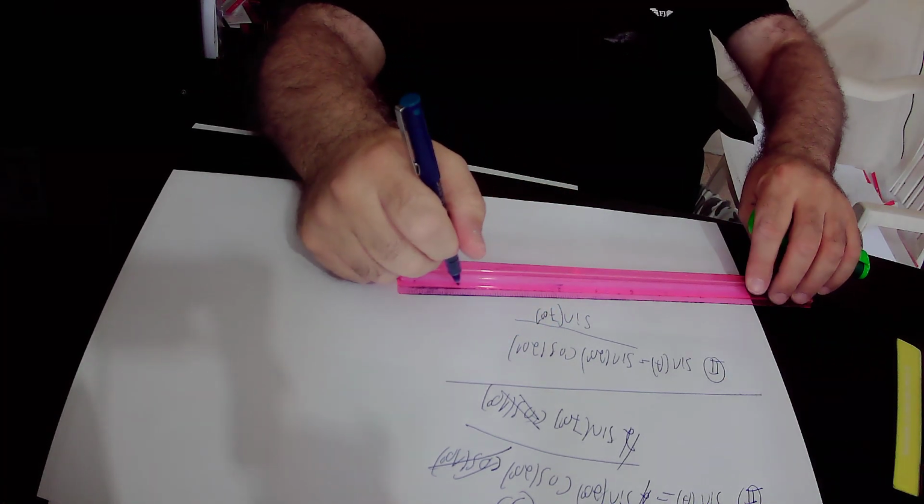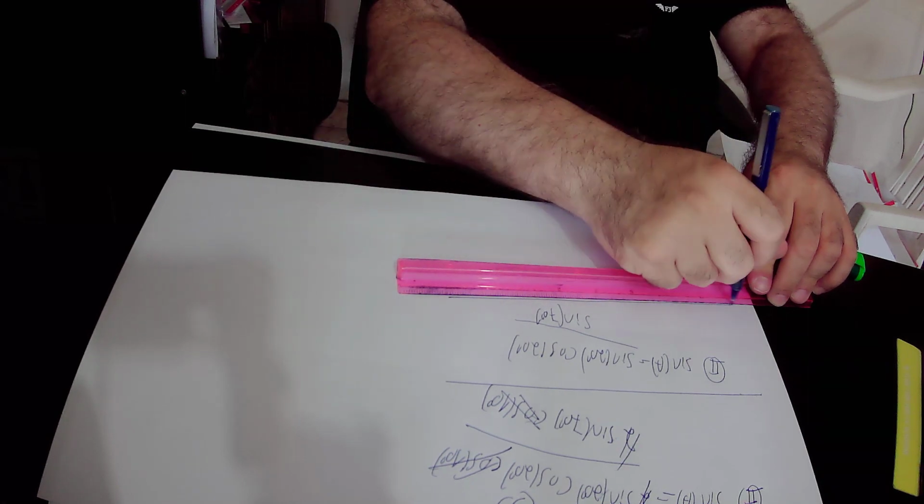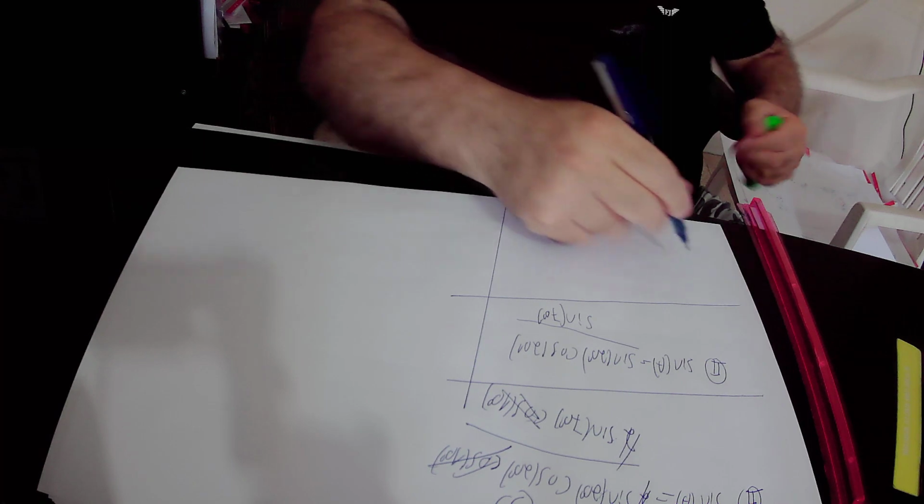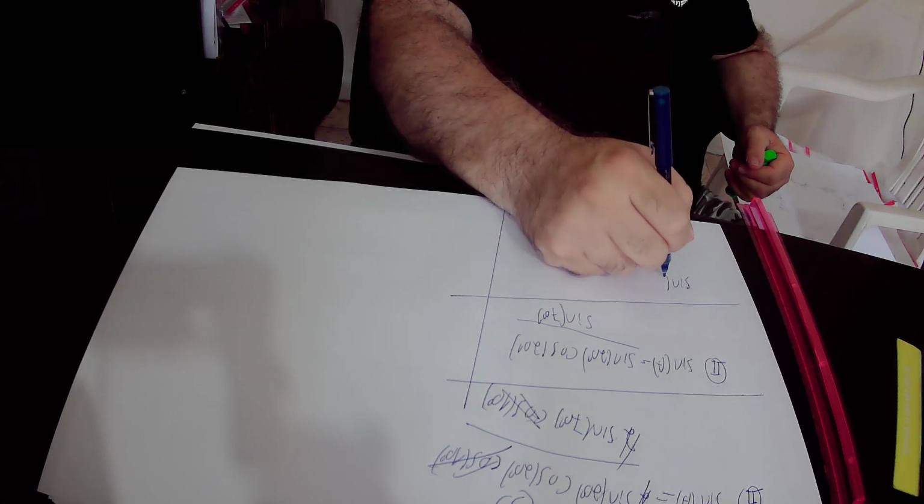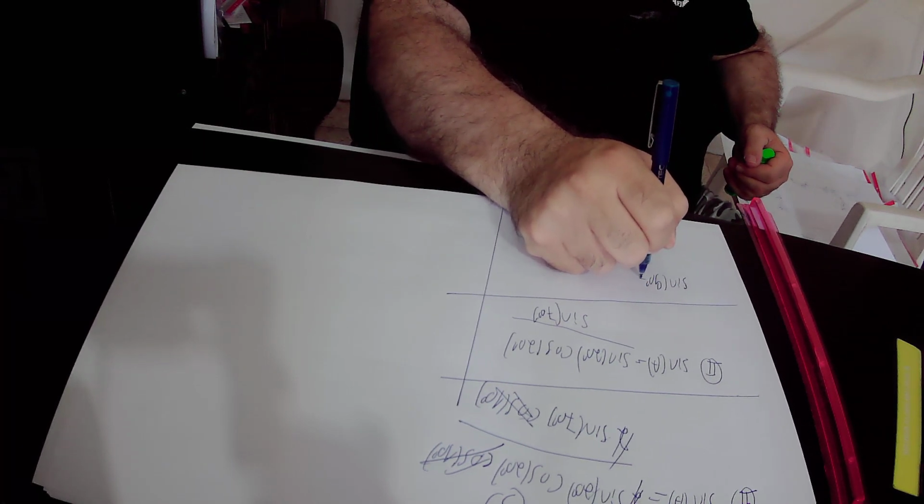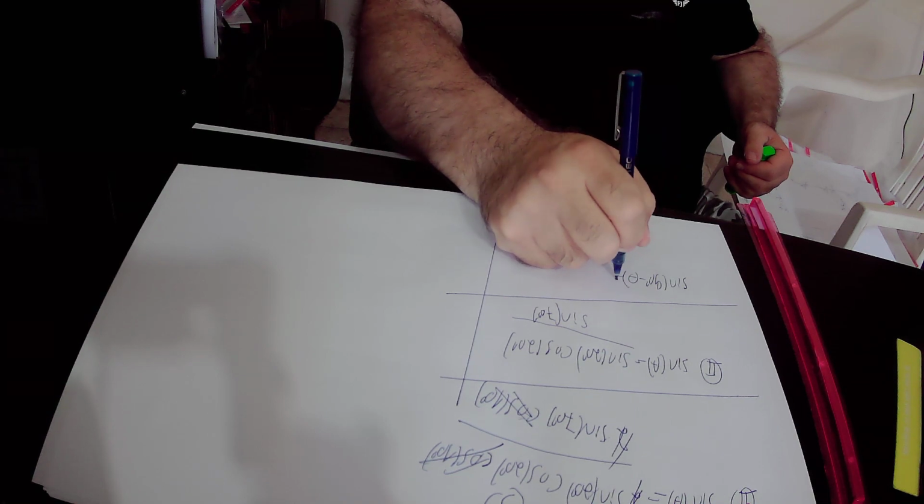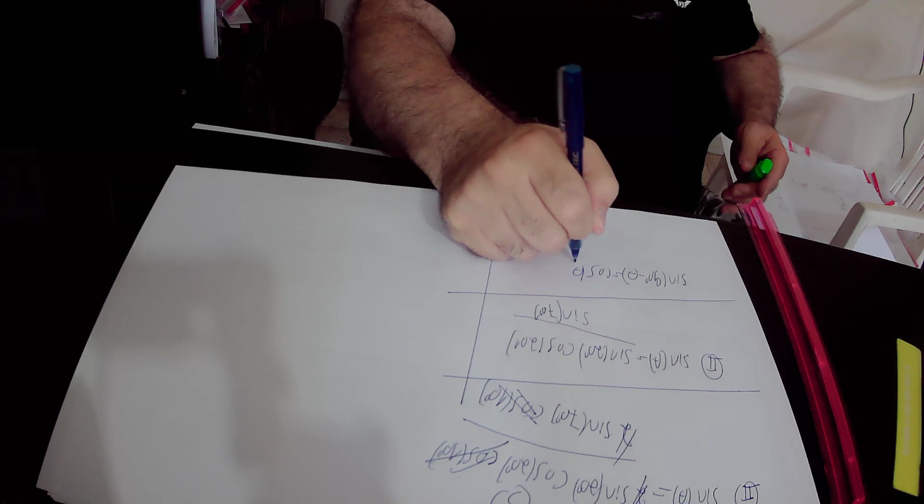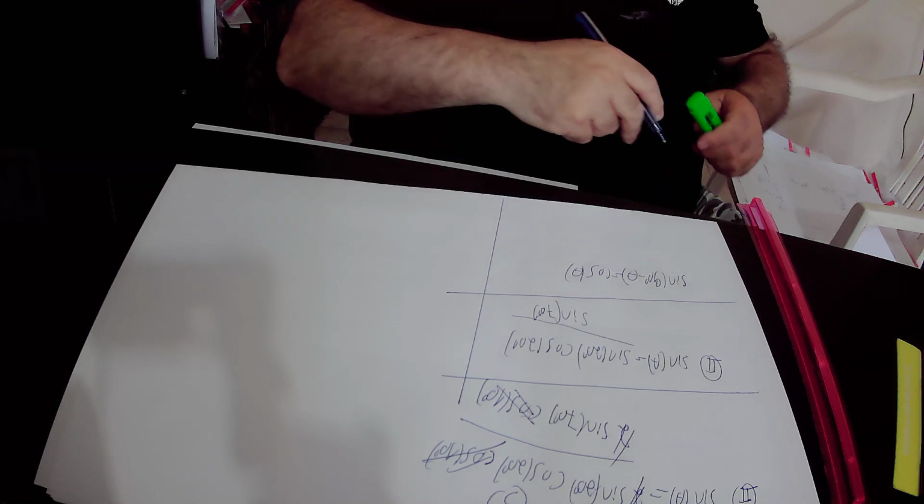Now we have the last trigonometric identity that states that sinus 90 degrees minus theta equals cosine theta. We'll use this trigonometric identity for sinus 70 degrees.